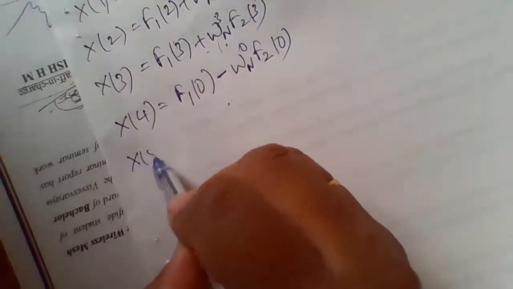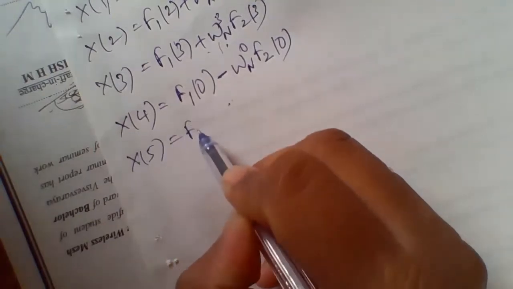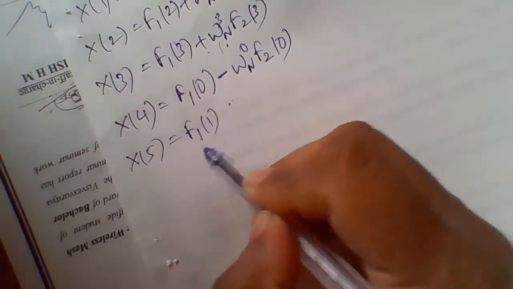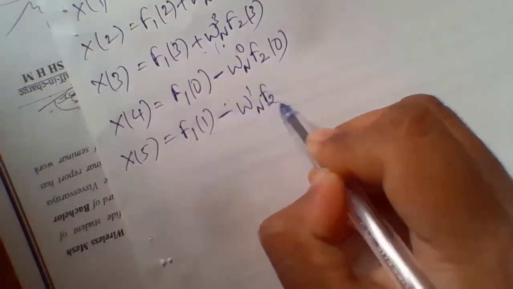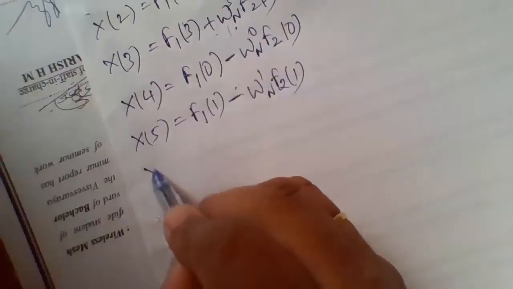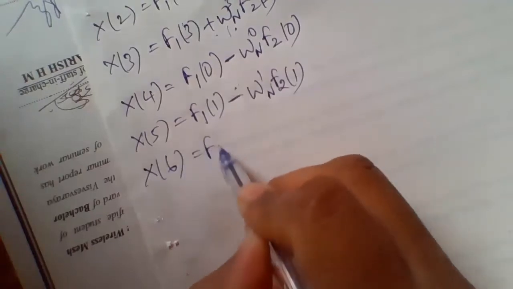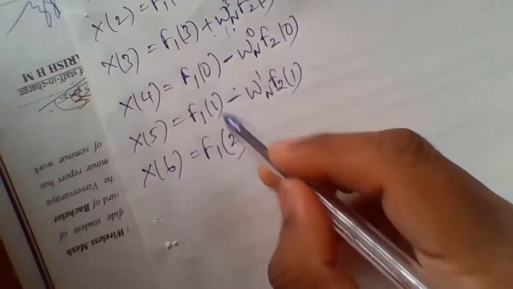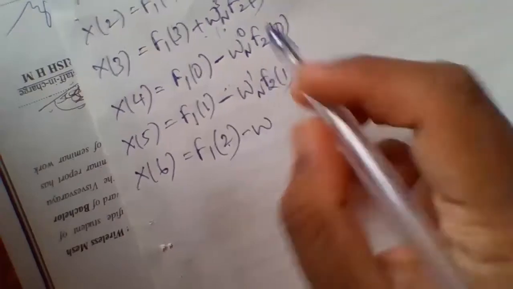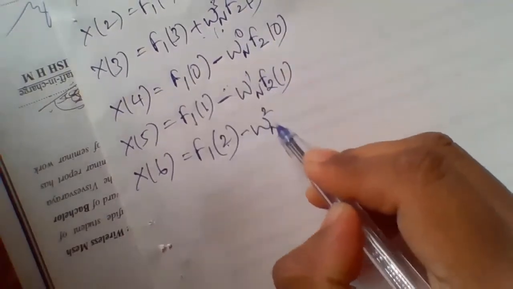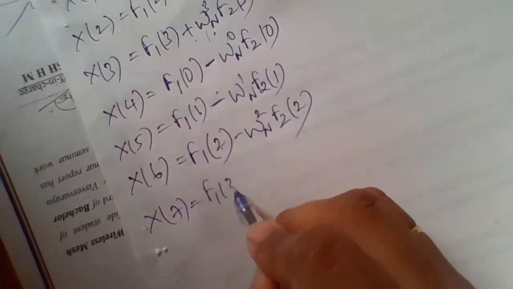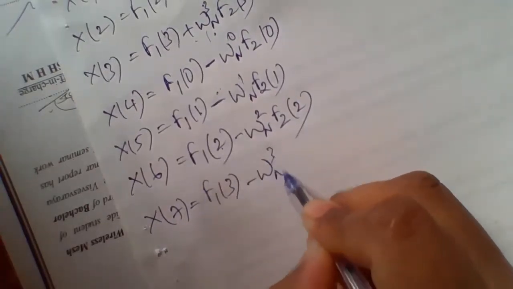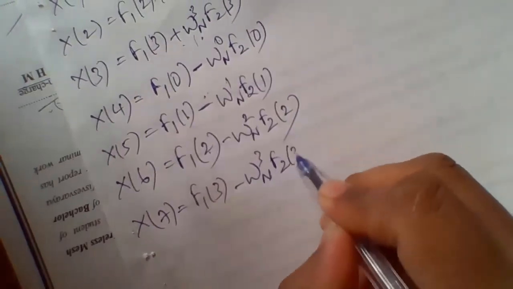Then similarly, x of 5 is f1 of 1 minus w raised to 1 n f2 of 1. x of 6 will be f1 of 2, minus w raised to 2, suffix n, f2 of 2. And the last one, x of 7, is f1 of 3 minus w raised to 3, suffix n, f2 of 3.